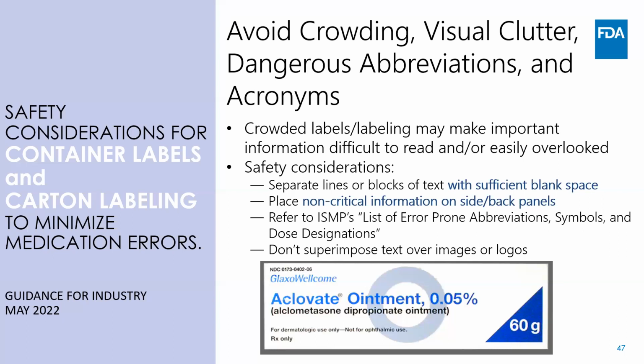Additionally, as part of our review, we also ensure that non-standardized or unfamiliar abbreviations, symbols, and dose designations are not used on the labels and labeling. So for example, IU, which stands for international units, may be confused as the intravenous route of administration. And so ISMP, the Institute, has a list of abbreviations that are misunderstood or misinterpreted, and we typically use that type of list to help us when we're reviewing product labels and labeling. We also ensure that text is not superimposed by images or logos in such a way that could lead to the misinterpretation of critical information, or that it decreases the readability of critical information.